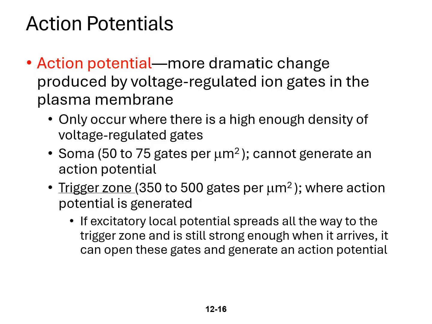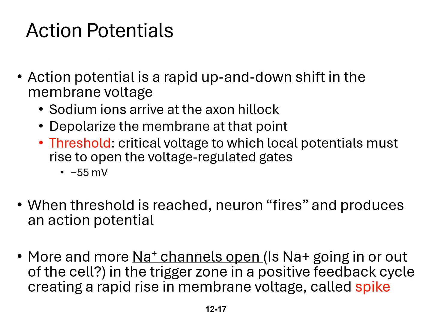And we'll talk about that in a little bit. So the soma doesn't have a lot of these gates, so it can't produce an action potential. The trigger zone, you can see how many more of those gates they have. So that's where the action potential is going to happen. If excitatory local potential spreads all the way to the trigger zone or the axon hillock, and it's still strong enough when it arrives, it's right at threshold, it's going to open these gates and generate an action potential.